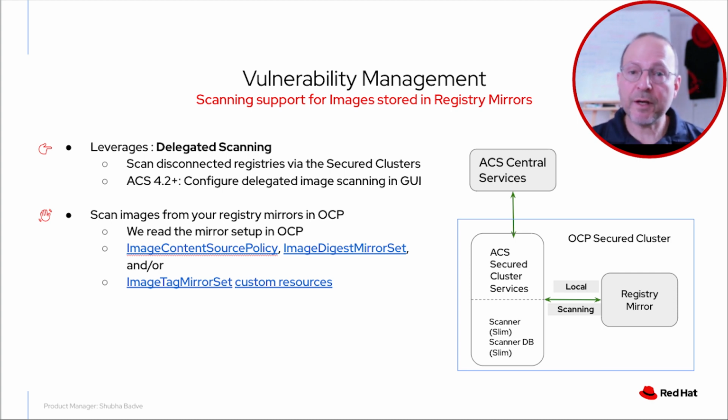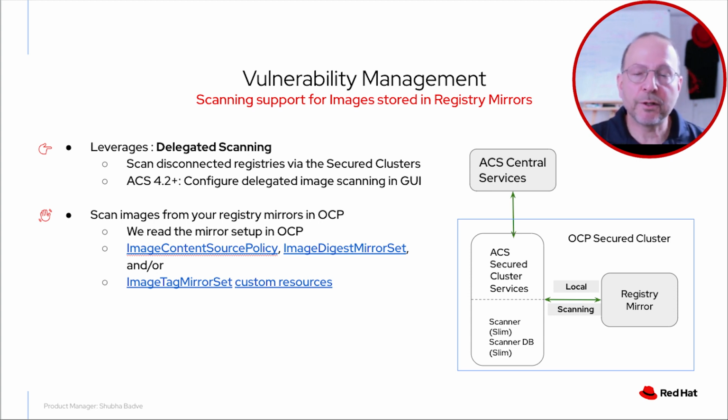Now, all of that was already introduced in 4.1. But in 4.2, we're doing two things. One is you can now configure that delegation in the UI, because in 4.1, you had to do it in API. And the second thing is we have leveraged that to introduce this additional feature: we can now scan registry mirrors in OpenShift. Because registry mirrors really just look to us as if they're disconnected. They're local to that cluster.